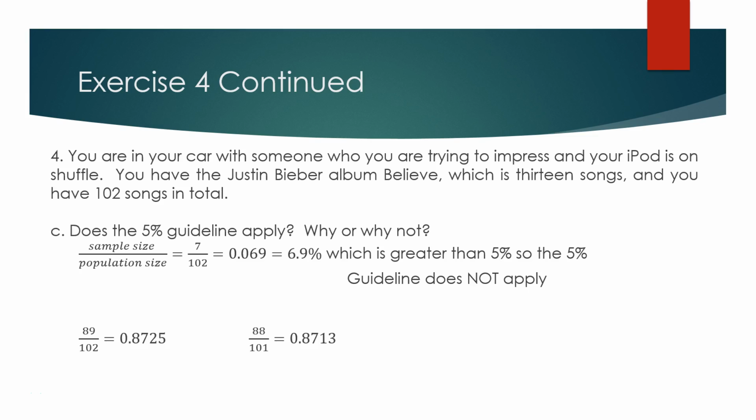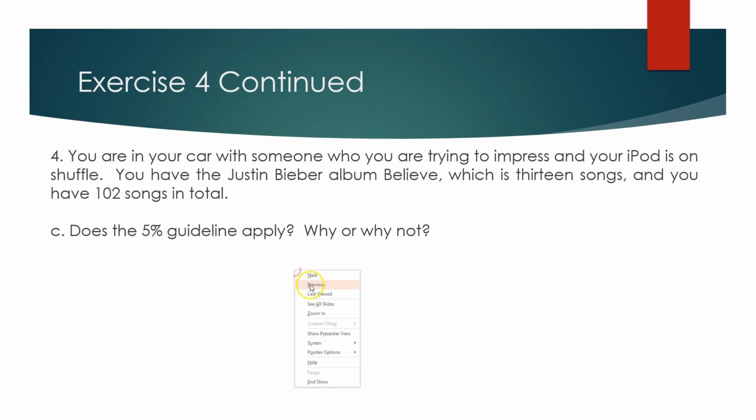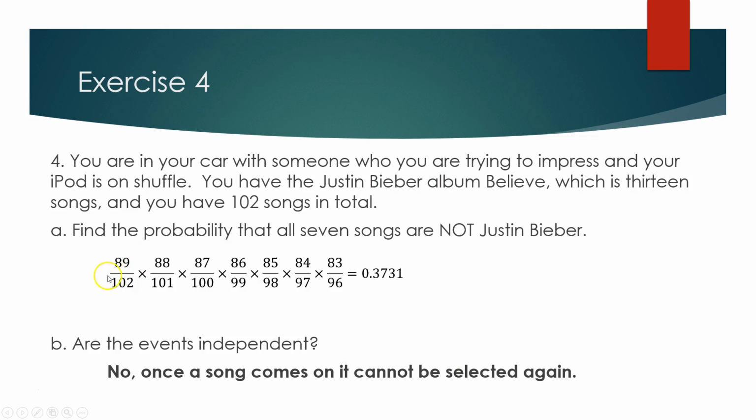So on the previous slide, there was 89 out of 102 songs that came on first to be selected, and then 88 out of 101 songs for the second. So if you calculate these probabilities individually, they are different by 0.12%, which isn't huge, but you have to imagine that not only are you taking this number and using it once, you're multiplying it by another number and another number. So your error magnifies the more times that you use it.